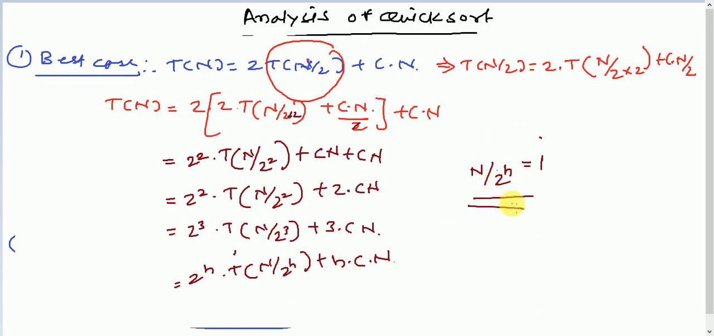So for some value of h, if I simplify it further, I'll get n is equal to 2 raised to h. Now this h is at the exponent level. I want to bring it to the base level. So what I'll do, I'll take log on both sides with base 2. So taking log on both sides.